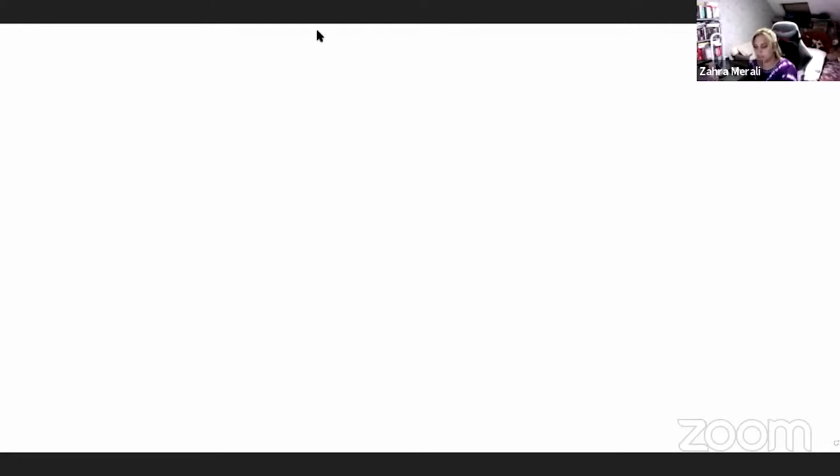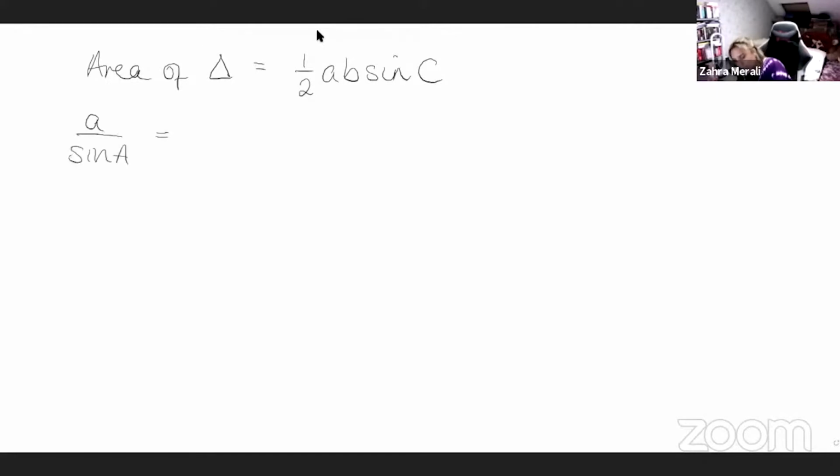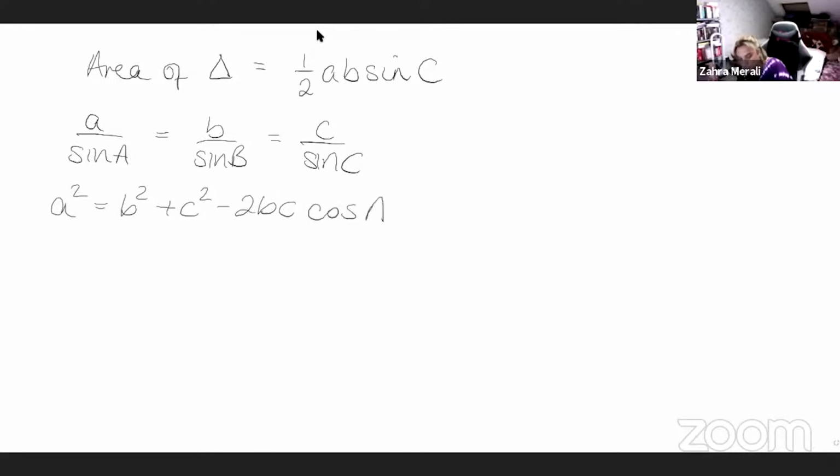For AS Trig, you should know SOH CAH TOA from GCSE, and then you also have the area of a triangle, which, if it's non-right angled, is half AB sine C. We have our sine rule: a over sine A equals b over sine B equals c over sine C, which we can flip over. We've got a squared equals b squared plus c squared minus 2bc cos A. That's the cosine rule.